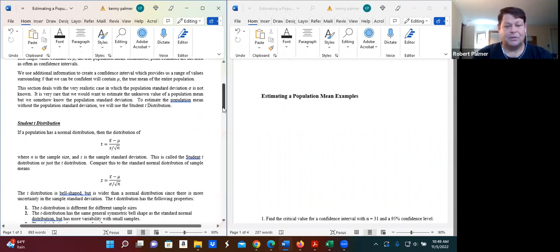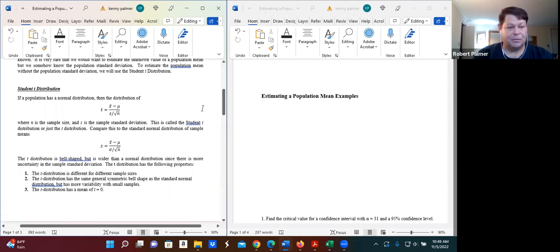Let's talk about that. There's something called a student t-distribution. It says if a population has a normal distribution, then the distribution of t, instead of z, is X bar, our sample mean, minus the population mean, divided by S, our sample standard deviation, divided by the square root of n, where n is our sample size. This is called the student t-distribution, or often just the t-distribution.